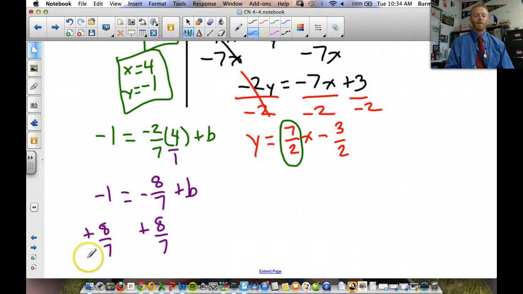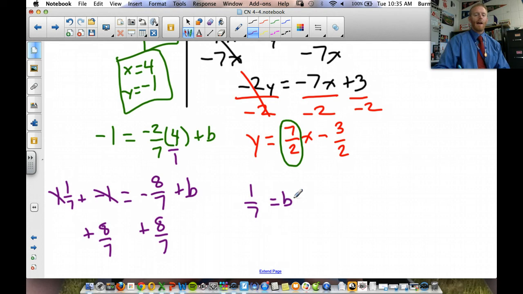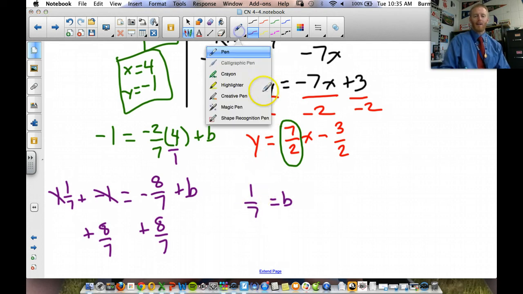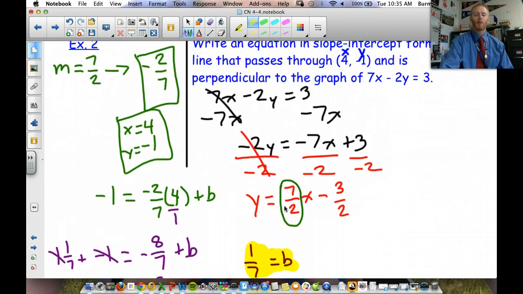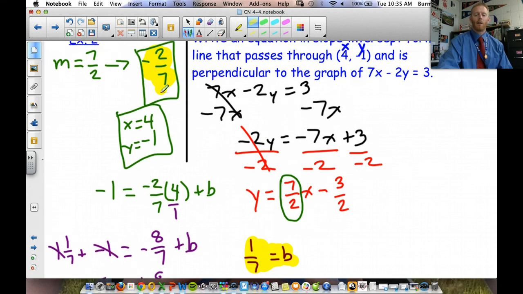Now, 8/7 is 1 1/7, and I'm going to combine that together with a -1. So I have 1 1/7 plus -1, which makes my 1's go away. So 1/7 is the only thing that's left over. That's going to be equal to my b. So I have my information. I'm going to highlight it in yellow for us. This is the important stuff to now create my new equation as you're following along with your work.